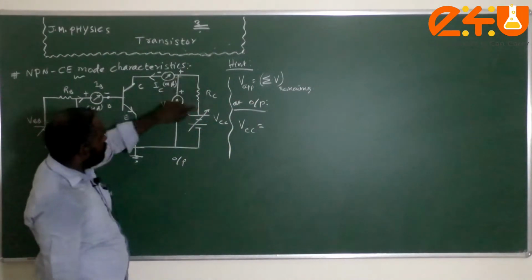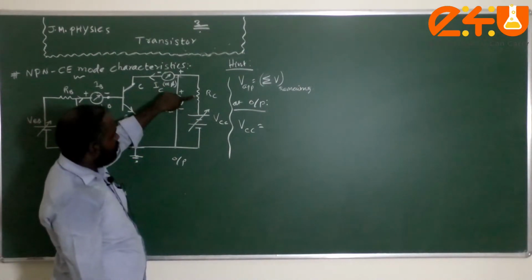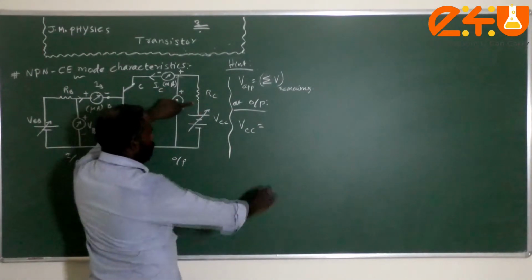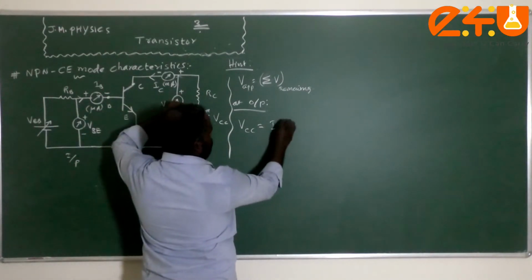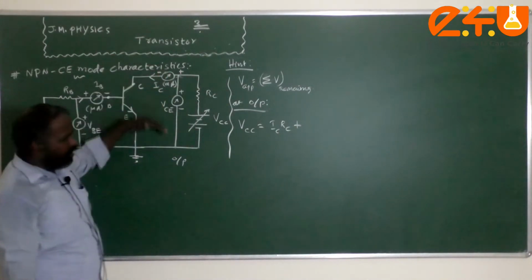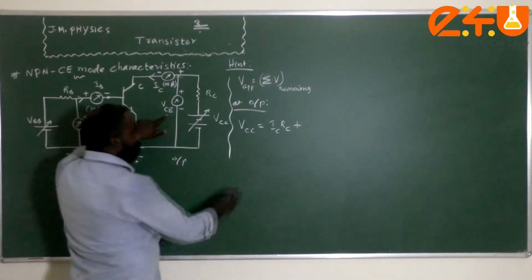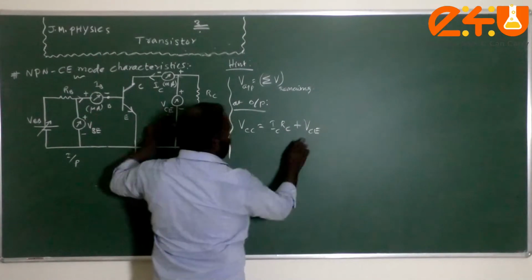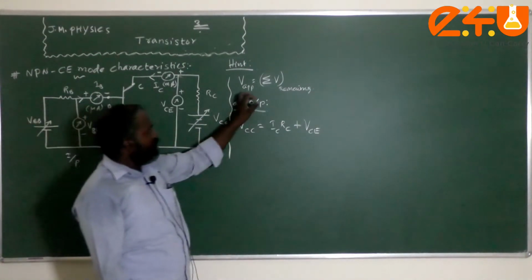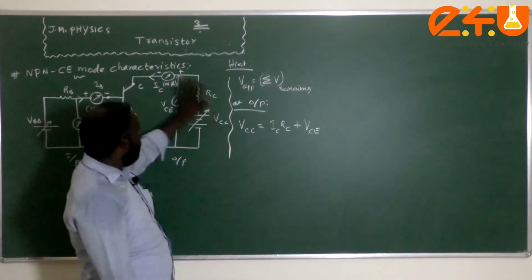So what are the voltages? Since IC flows in this manner, there will be a potential drop across the collector resistance RC, that is, by Ohm's law, IC RC, plus there will be a potential difference between the collector and emitter regions. That potential difference is called VCE. So these are the voltages in the remaining part of the output circuit. That's why I said the applied voltage is equal to the sum of the voltages in the remaining part of the circuit.